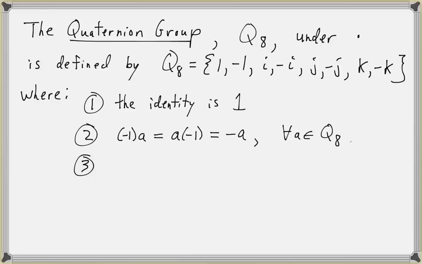But thirdly, this relation completely determines all the other products in the Quaternion group. So I squared is equal to J squared, which is equal to K squared, which also equals I times J times K, and all these products equal negative 1. So from this last relation, we can actually determine all the other possible products of elements in the Quaternion group.